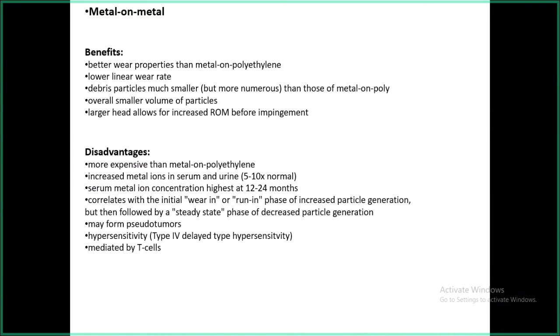The disadvantages are more expensive, increased metal ions in serum and urine, which is 5 to 10 times normal and highest at 12 to 24 months. It correlates with the initial wear in or run in phase of increased particle generation, but then followed by a steady state phase of decreased particle generation. It may form pseudotumors in and around the hip, and hypersensitivity of type 4, which is mediated by T cells.